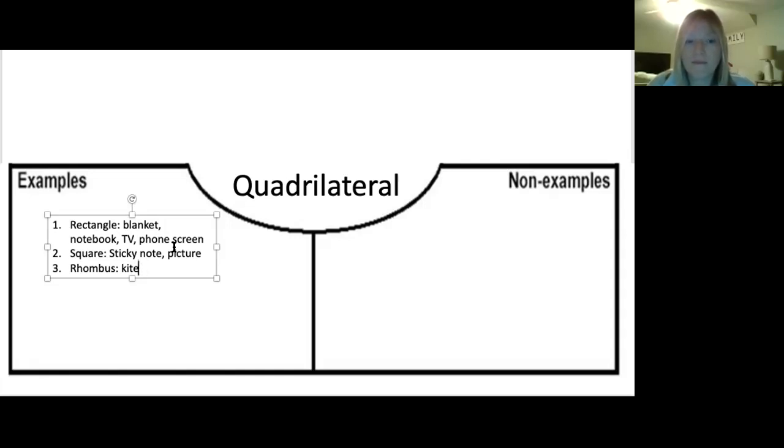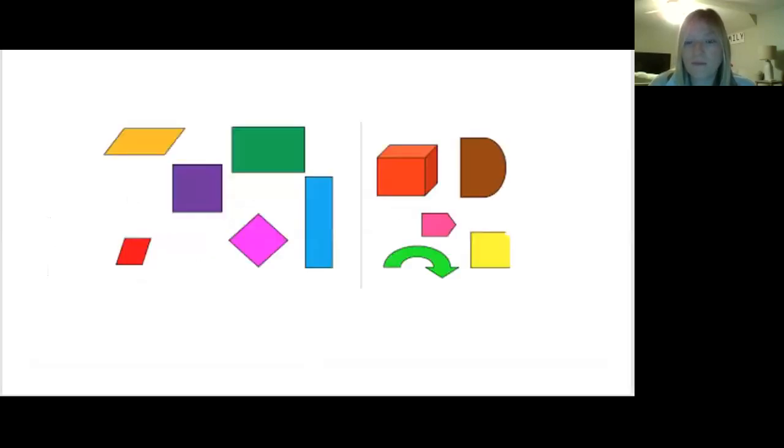So those are some really good examples of what a quadrilateral is. And we're also gonna talk about some non-examples. So let me just go back a bit. Here are some examples of quadrilaterals. I see 4 sides. And what are some non-examples? Non-examples are the opposite or something different from what a quadrilateral is. So if this is what a quadrilateral is, can you tell me what shape that is? It's definitely not 4 sides. It's definitely not straight sides either.